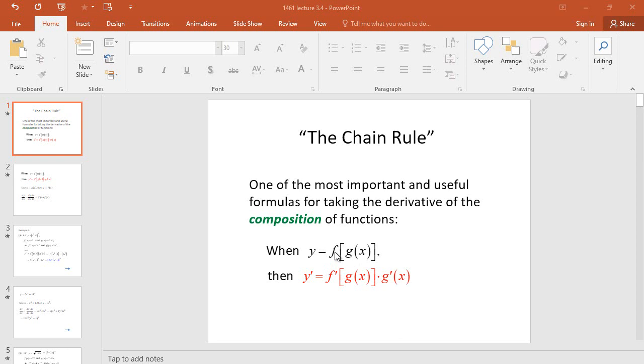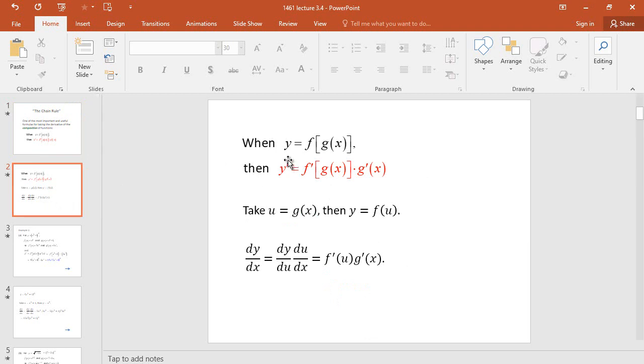x. So when we have the composition of f and g, which is basically f of g of x, then f is called the outside of the composition, and g of x is called the inside of the composition. Notice that in the derivative, we have the derivative of the outside evaluated at the inside multiplied by the derivative of the inside. So once again, if y is f of g of x, then the derivative of y is f prime of g of x times g prime of x.